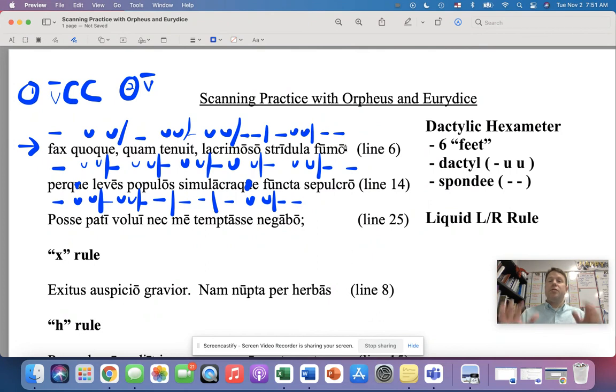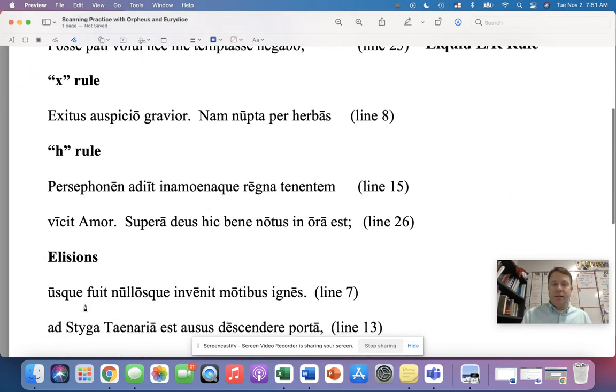Okay? So those are the basics of scanning. I want you to practice that. I want you to take a look at this. And we will talk about a couple of exceptions in a later tutorial.